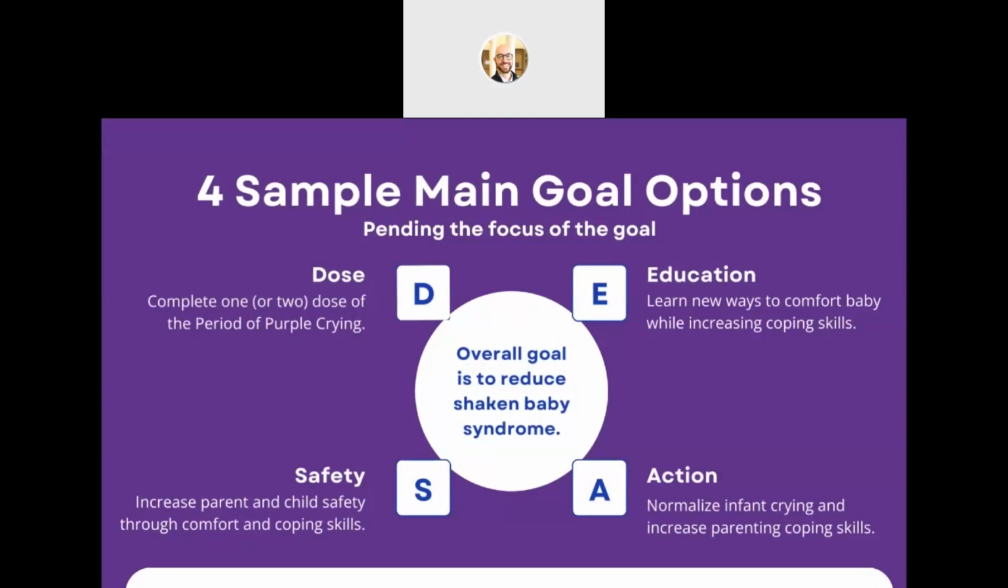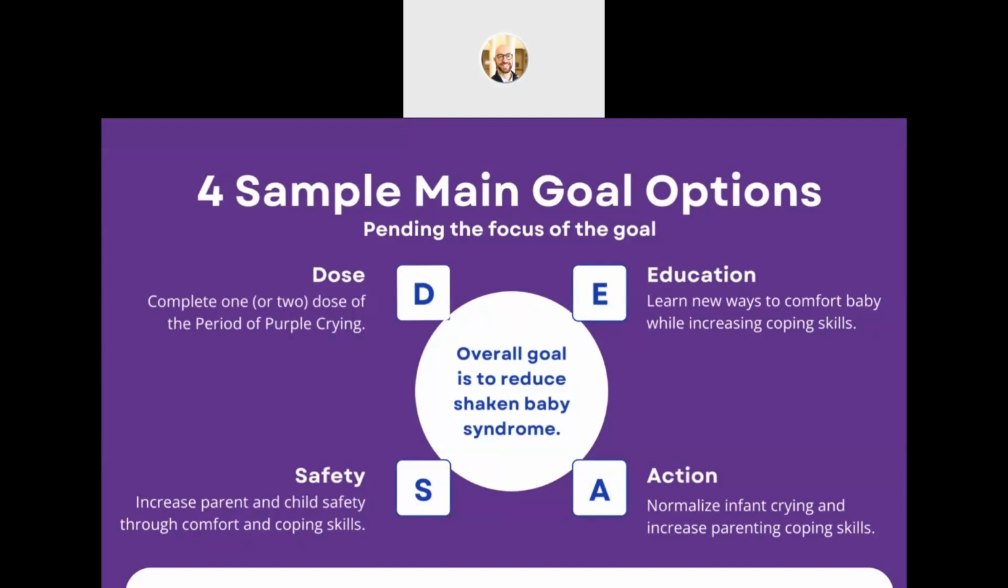So here are 4 sample main goals. I just came up with these, but depending on how you want to focus the wording of that goal, one could be: complete 1 or 2 doses of the Period of PURPLE Crying. Pretty simple, right? We could look at an education-focused goal, which this program is very much about. It's much more about teaching: learn new ways to comfort baby while increasing coping skills. We could look at an action-focused wording for the goal: normalize the infant crying and increase parenting coping skills.